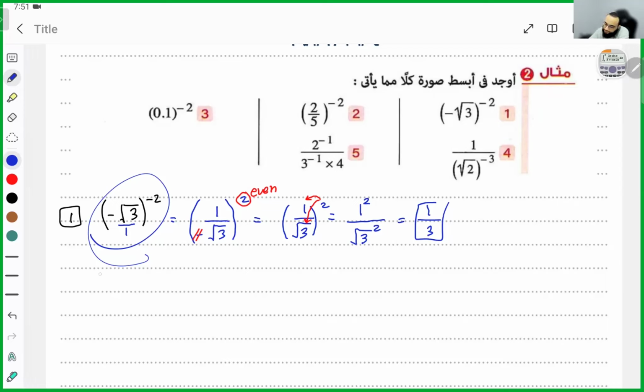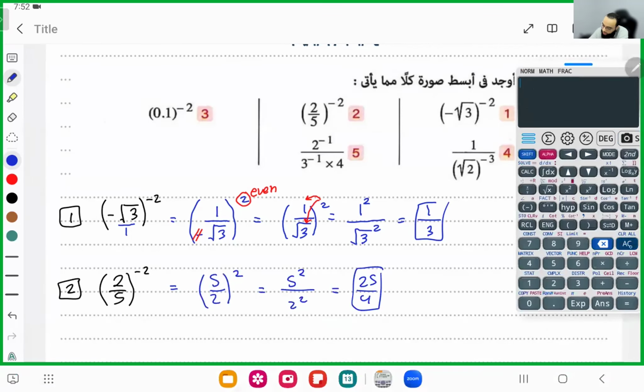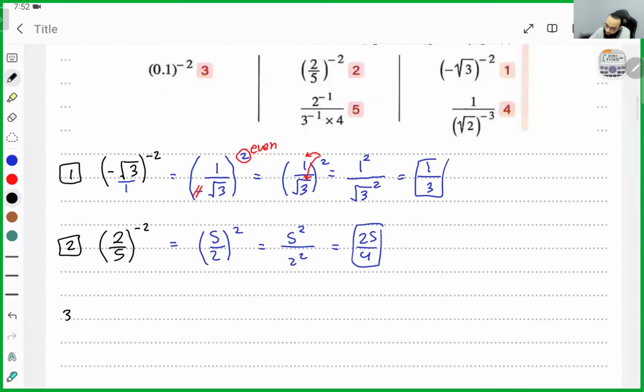Write in the chat, lower your hand. 2 over 5, power of negative 2. We can flip the fraction. It's 5 over 2, and we remove the negative from the power of 2. So it's 5 to the power of 2 over 2 to the power of 2, which is 25 over 4. Let's check the calculator. Bracket 2 over 5, close the bracket, power negative 2. It's 25 over 4. It's correct. Any problem?